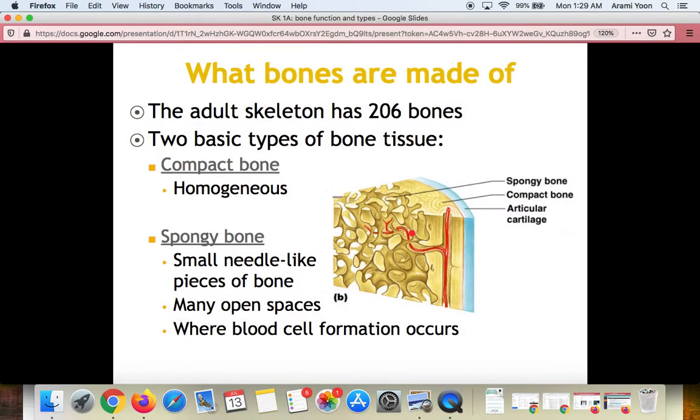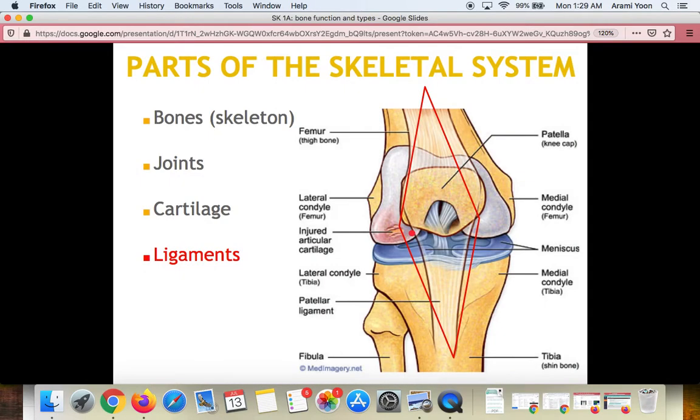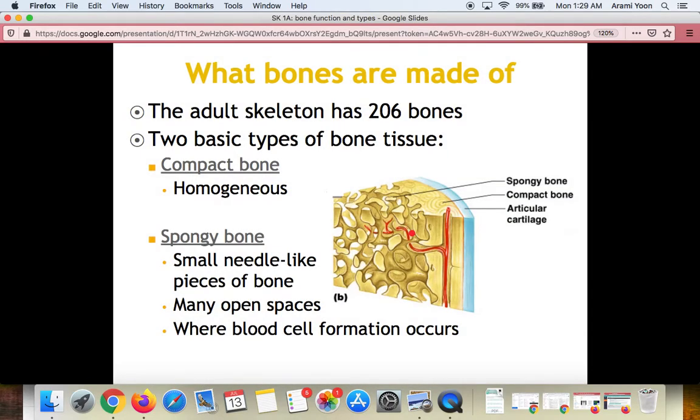Let's discuss bones for the rest of this lecture. So there are 4 parts of the skeletal system, but the major part is, of course, the bones. So what are bones made of? Out of the 206 bones that you might find in an adult skeleton, all of them will have compact bone, which is this very dense region that you see here on the outside of the bone. And this is a very homogeneous region of bone, so it's very tightly organized.